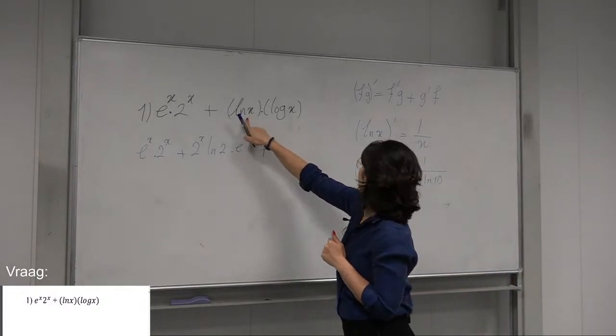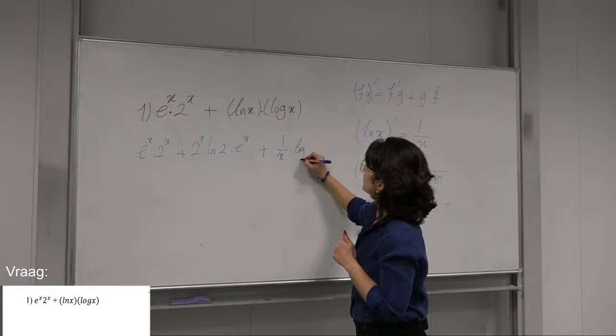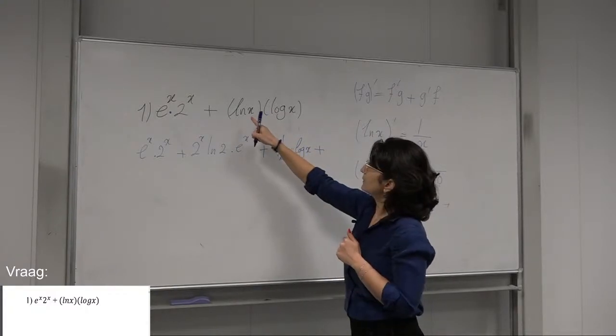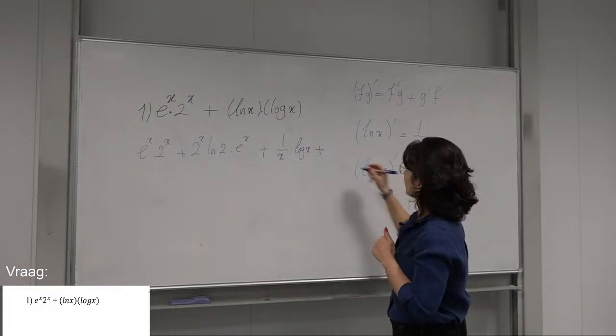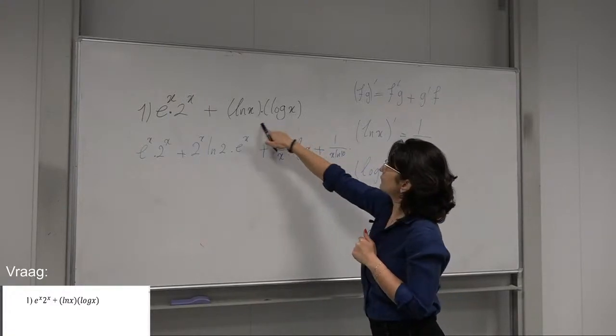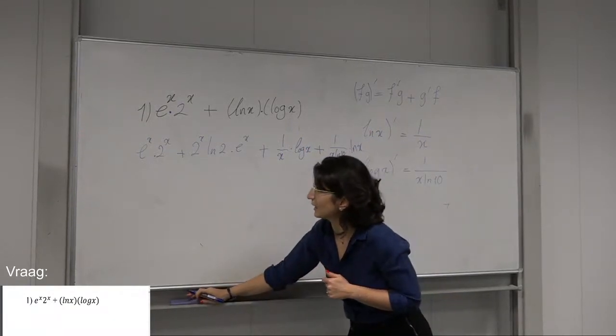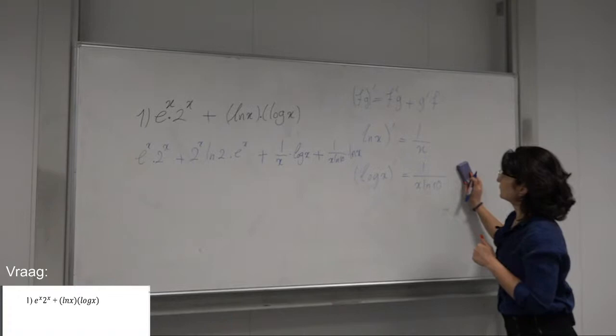Then I have the derivative of the first one, 1 times x times log x, plus the derivative of the second one, which is this one, 1 over x ln 10 times the first one, ln x. So that's the final answer for this question.